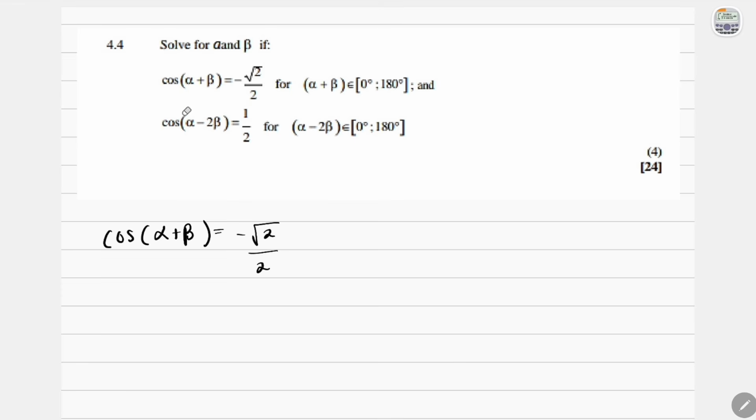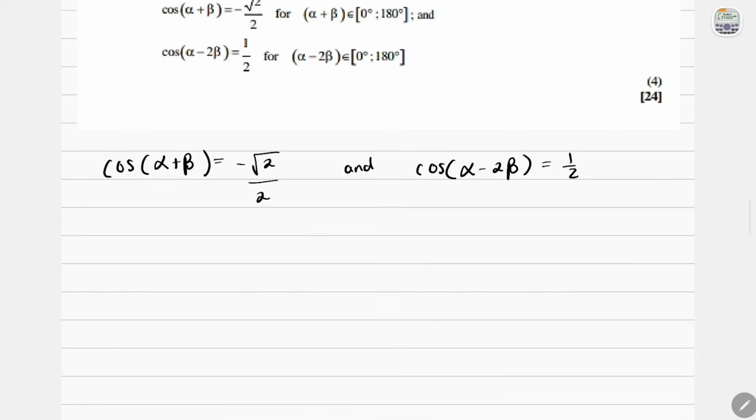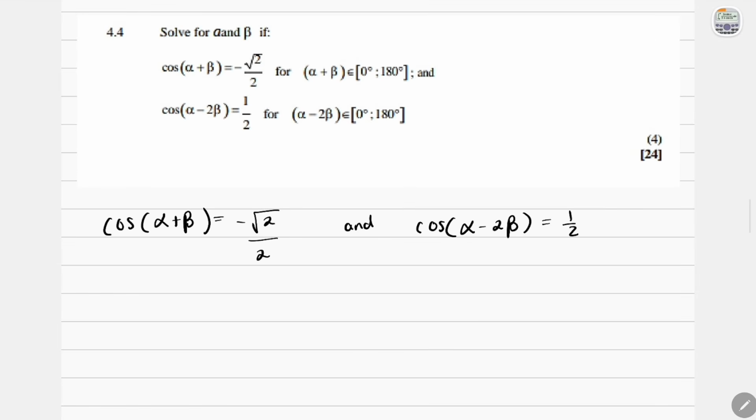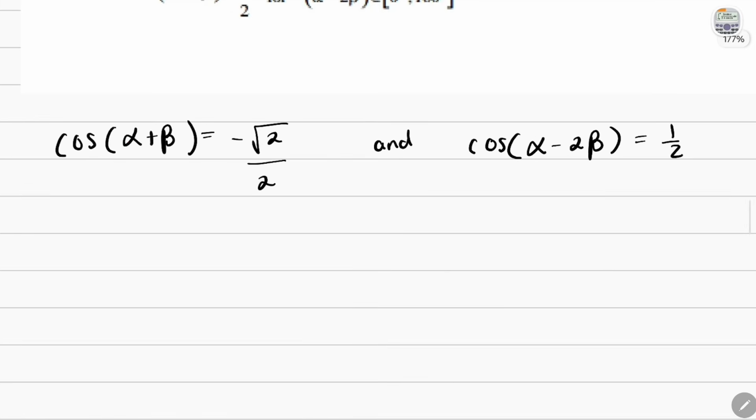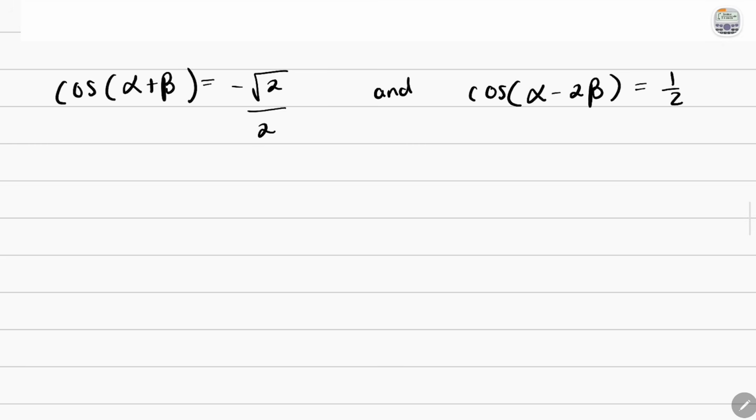The second equation they give us is cos(alpha - 2 beta) equal to 1/2, where alpha - 2 beta is an element of 0 degrees all the way to 180 degrees. So we don't really have to use general solutions here to solve for alpha and beta. What we have to do is just find that reference angle, and we know that it is going to be an angle greater than 0 but less than 180 degrees. So just the normal way you would solve for trig equations if you were finding the general solution.